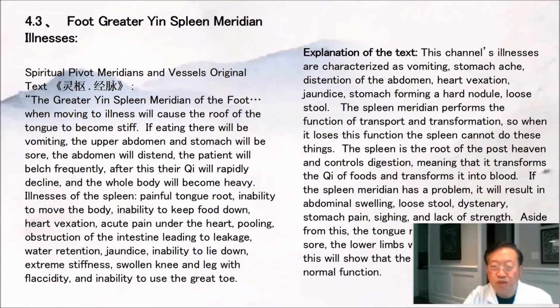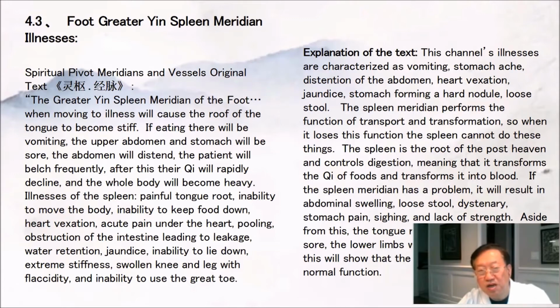Foot Greater Yin spleen meridian illnesses. The Spiritual Pivot Meridian Vessels chapter says, the Greater Yin spleen meridian of the foot, when moving in illness, will cause the root of the tongue to become stiff. If eating, there will be vomiting. The upper abdomen and stomach will be sore. The abdomen will distend. The patient will belch frequently. After this, their qi will rapidly decline, and the whole body will become heavy.